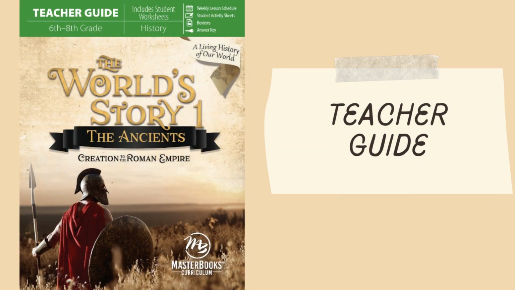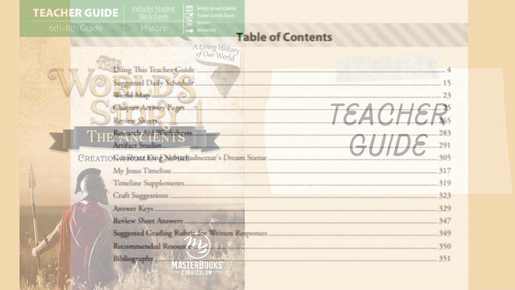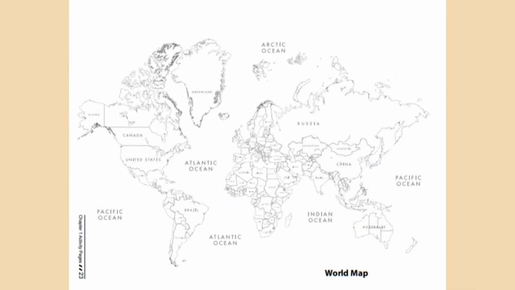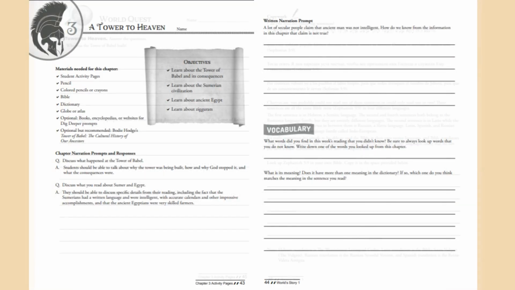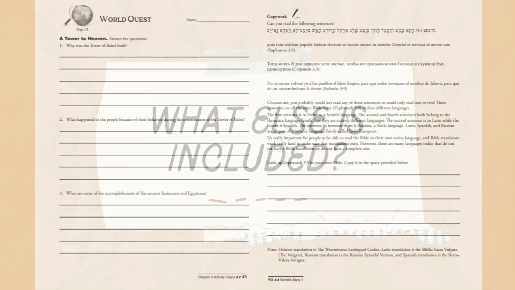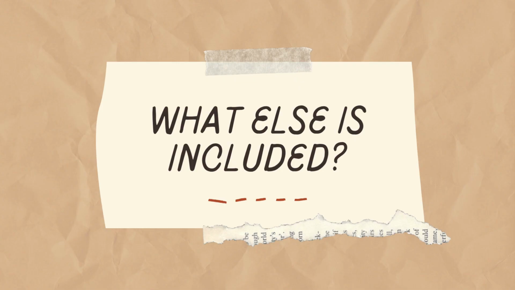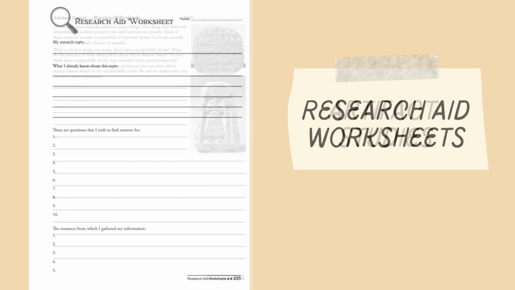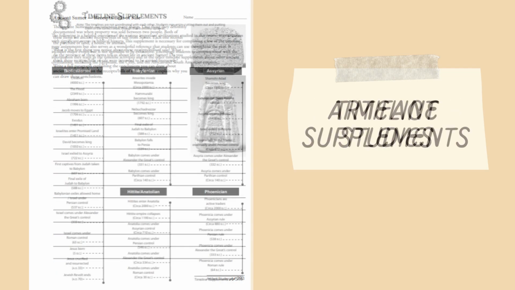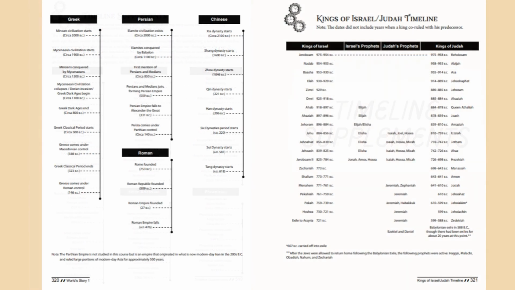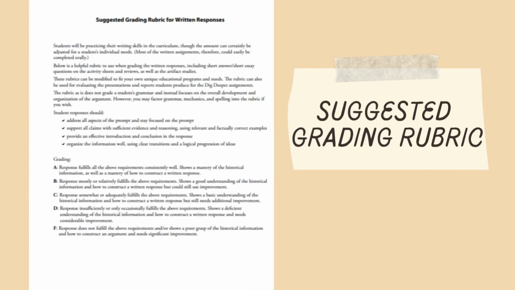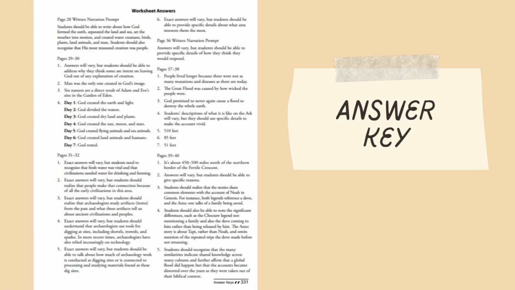The Teacher's Guide is the resource for students to work and write within. It contains a Getting Started guide, the daily schedule, a helpful world map for students to reference, as well as student worksheets. What else is included within the Teacher's Guide? Review sheets, research aid worksheets, artifact studies, timeline supplements for easy reference, craft suggestions for a hands-on approach, and a grading rubric for writing assignments. An answer key is included as well.